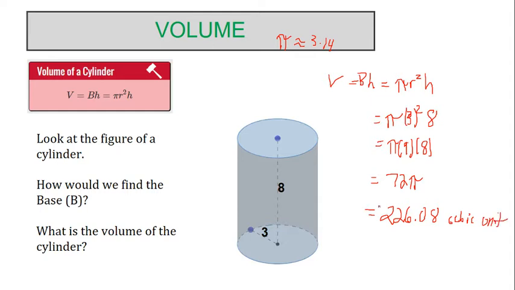So if I had specified in this diagram that these dimensions were in, say, centimeters, then I would have reported that the volume was 226.08 cubic centimeters, which we write this way, centimeters cubed, or you could even write out the words cubic centimeters.